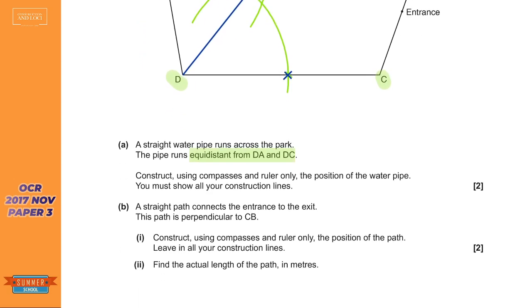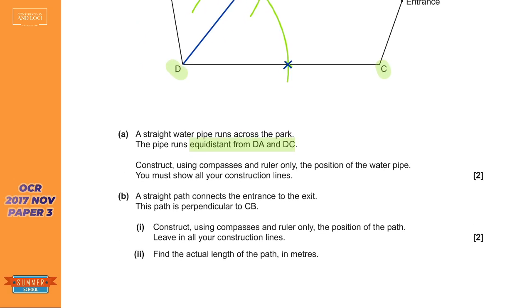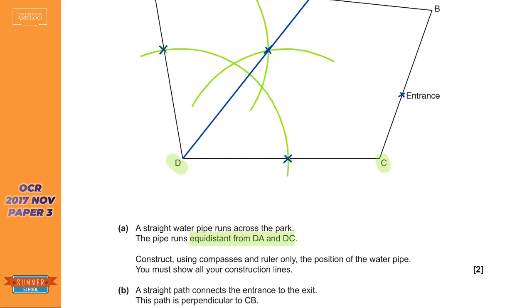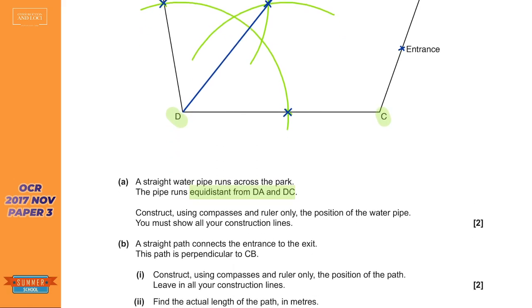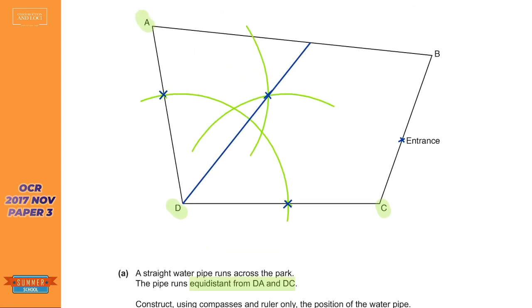That's our pipe. Right. Question B says a straight path connects the entrance to the exit, and we do actually have the entrance shown here. So the entrance is here, but we don't know where the exit is. So construct the position of the path knowing that the path is perpendicular to CB. Okay, so we need to draw a perpendicular line.